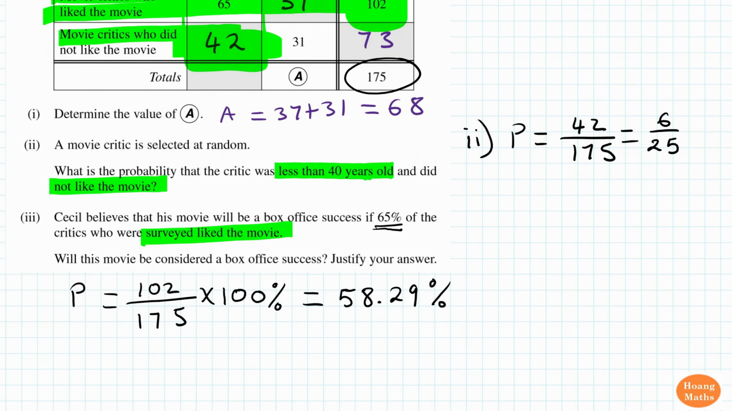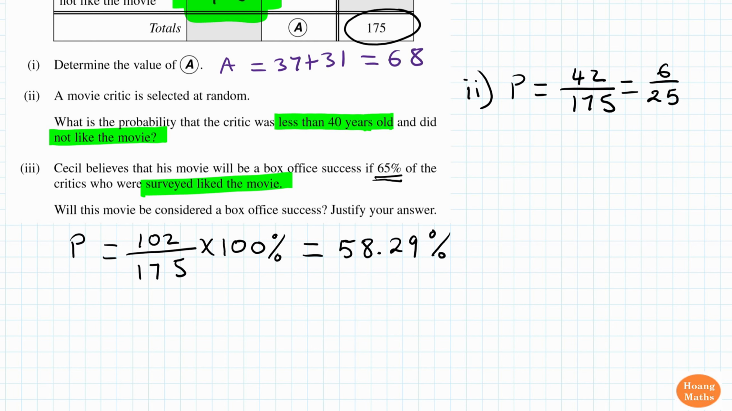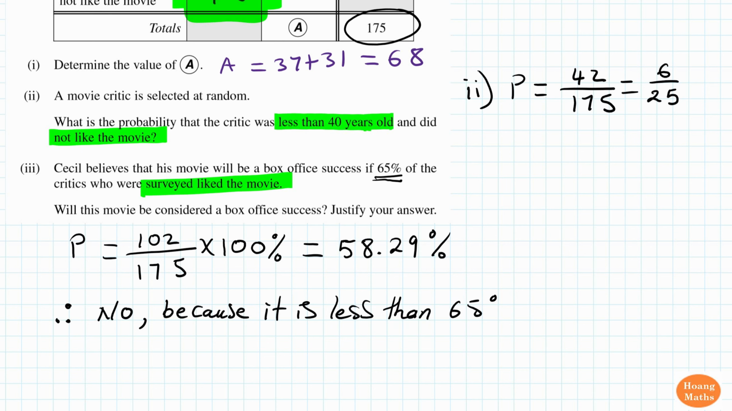So I just write here: therefore the answer is no, because it is less than 65%.